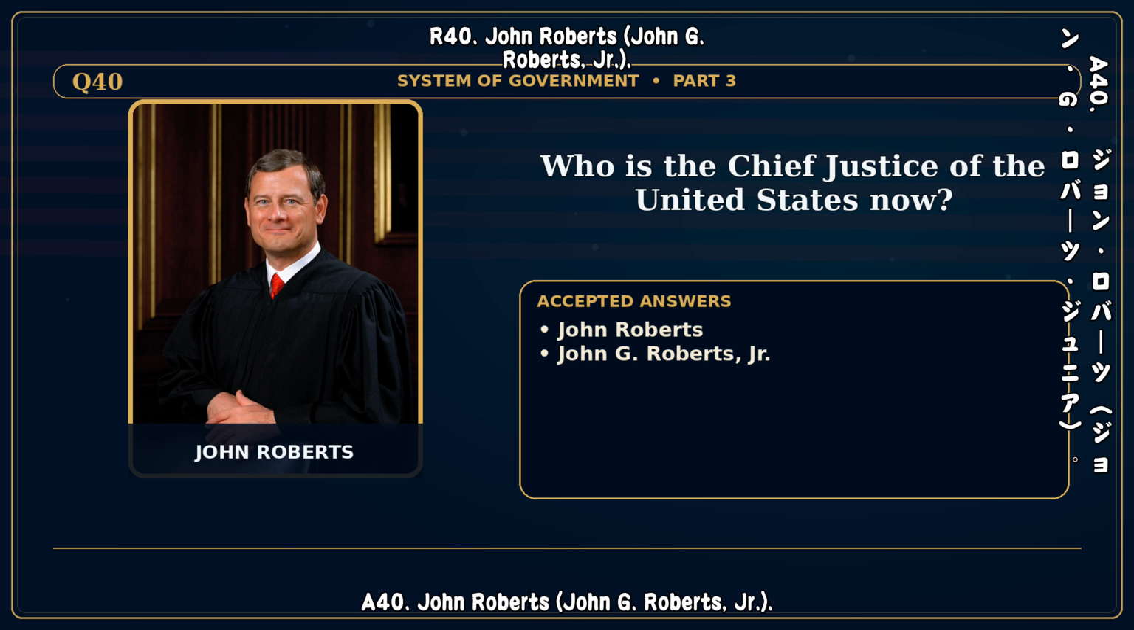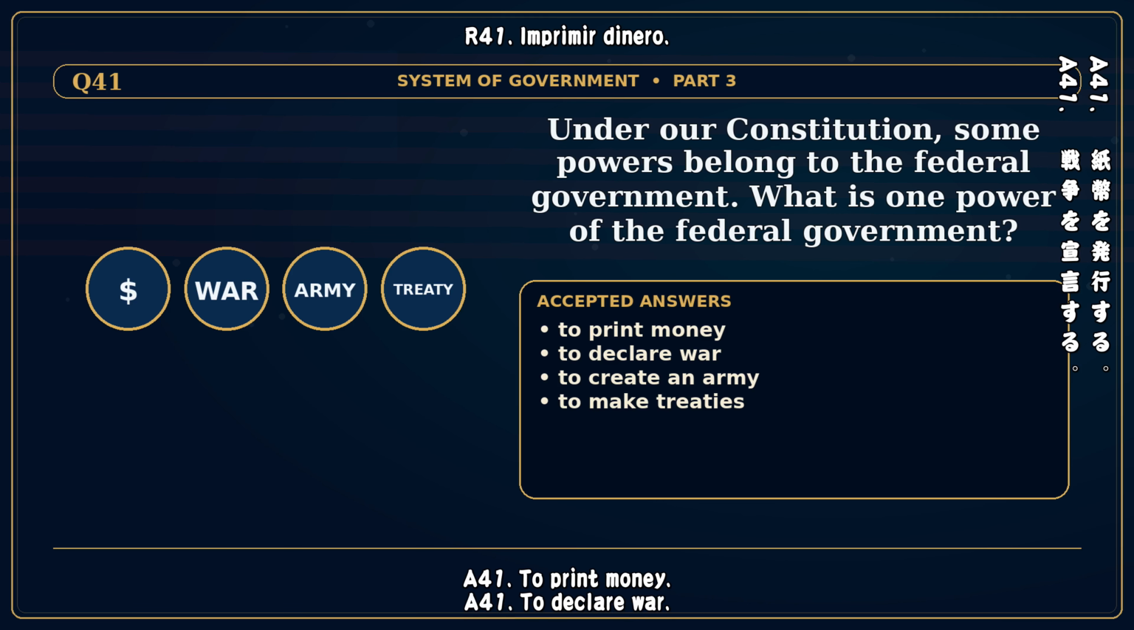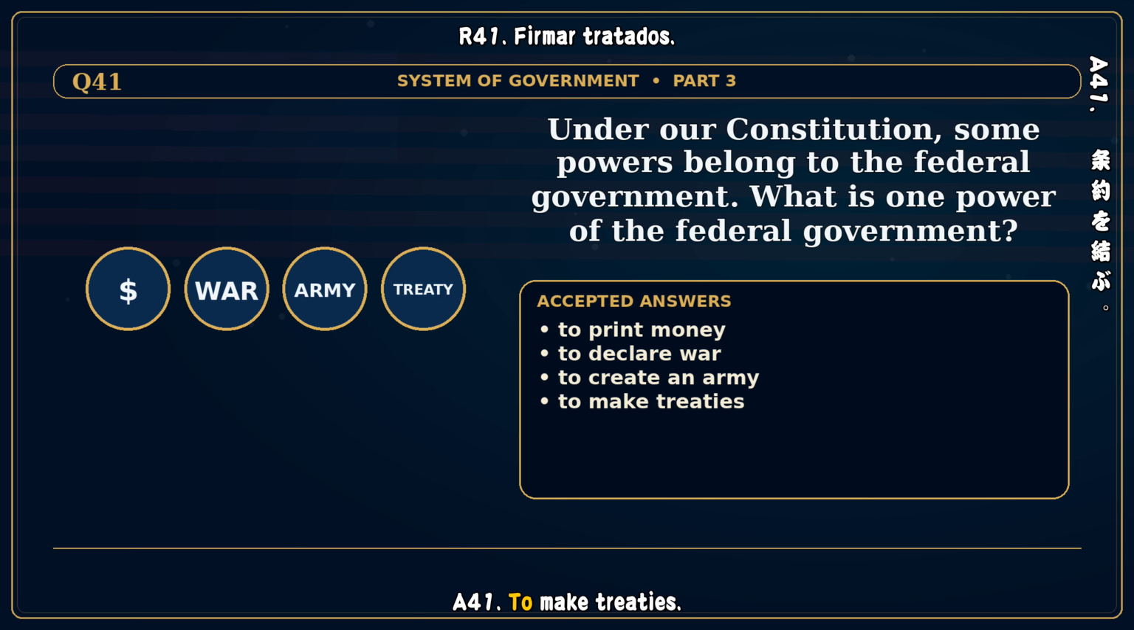Who is the Chief Justice of the United States now? John G. Roberts Jr. Under our Constitution, some powers belong to the federal government. What is one power of the federal government? To print money, to declare war, to create an army, to make treaties.